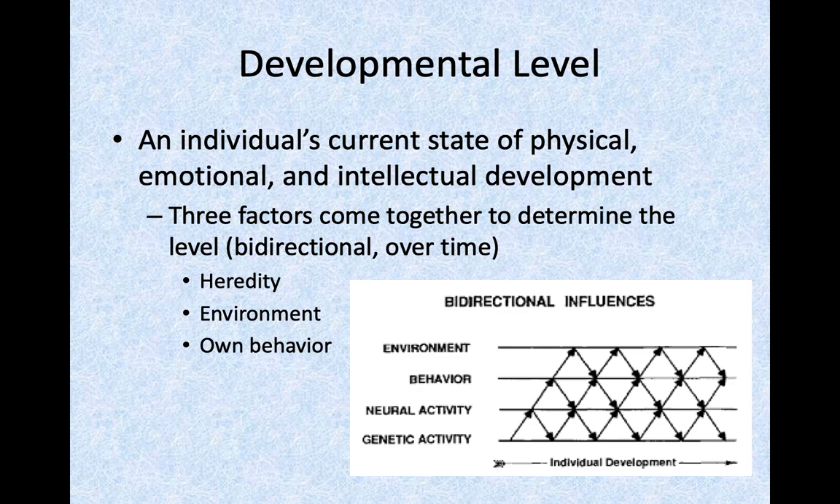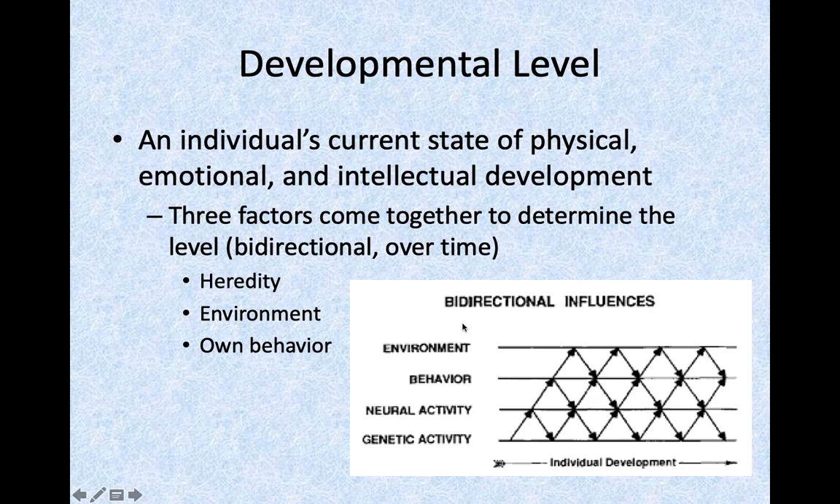Developmental level. Within an individual, their current state of physical, emotional, and intellectual development is considered their developmental level. There's 3 factors that come together to determine that level, and it's bidirectional over time. We have hereditary, which we've talked about, the environment, and then their own behavior. Like we've talked about with temperament, their own behavior acts upon the environment, and the environment acts upon them, and then that actually goes back to turning up or turning down different genes within the epigenetic system.